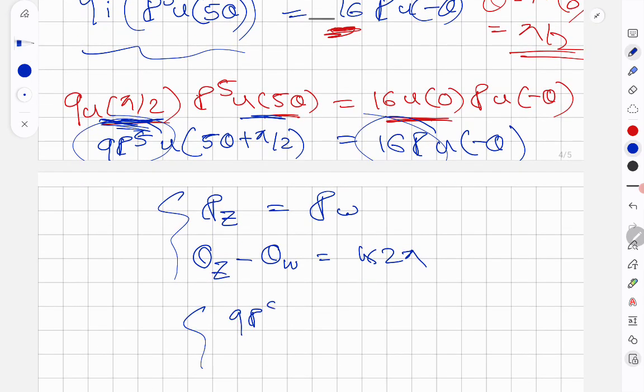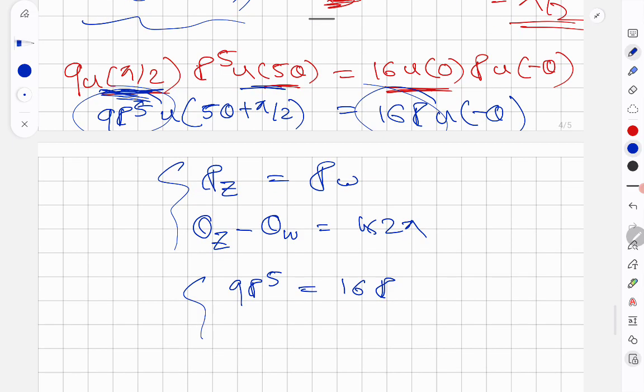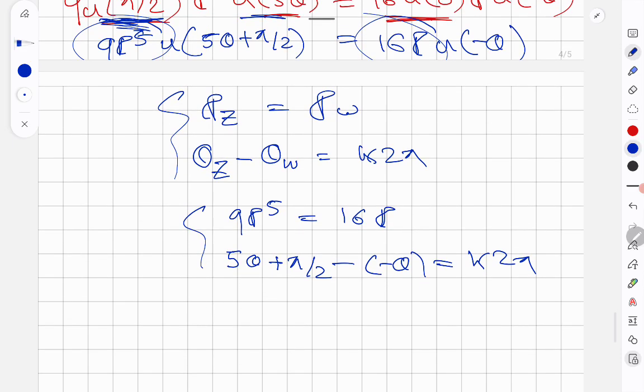9 rho to the power 5 must be equal to 16 rho, and the angle 5 theta plus pi by 2 minus theta, this one is minus theta will be k times 2 pi. Then you can just get the solution from here directly.